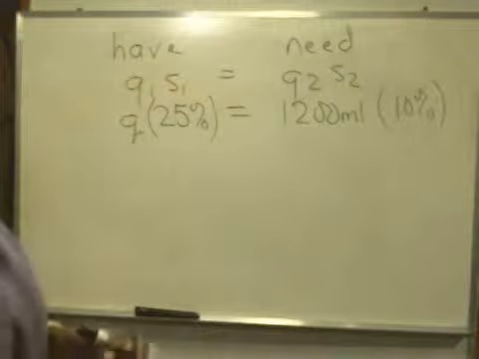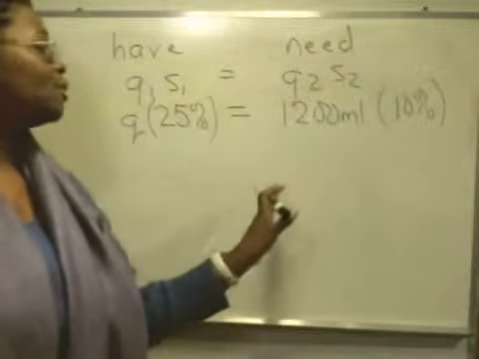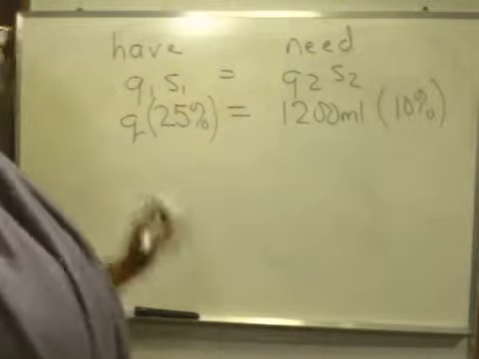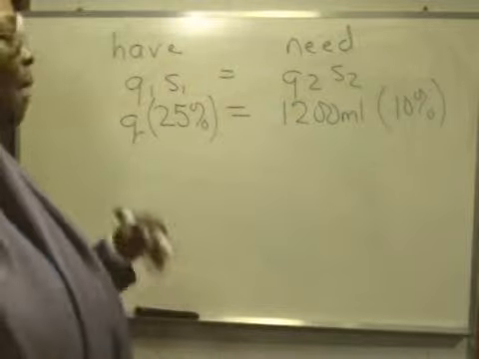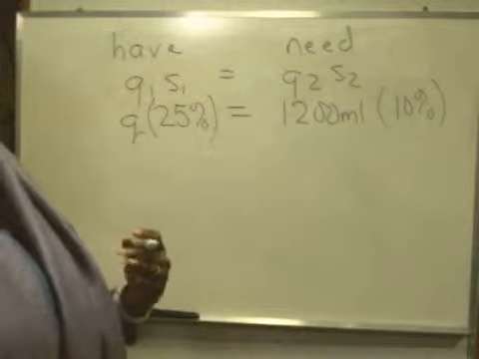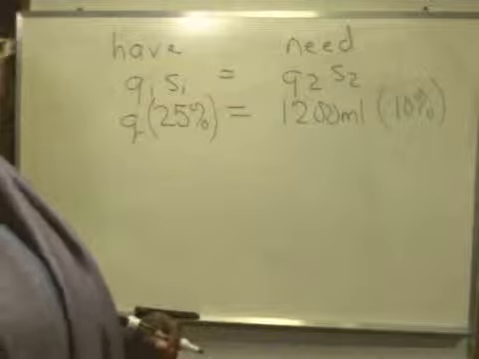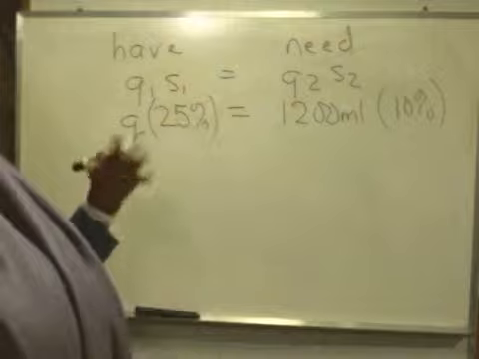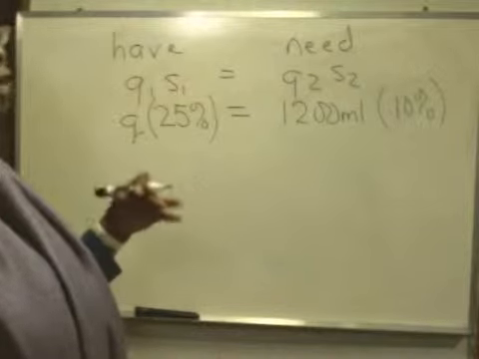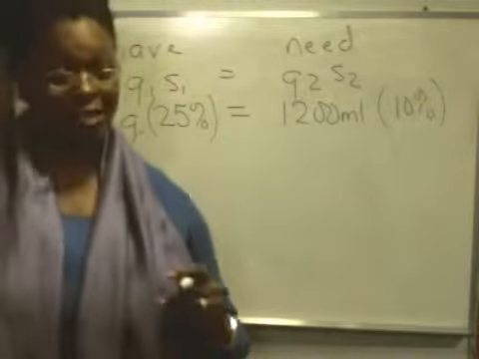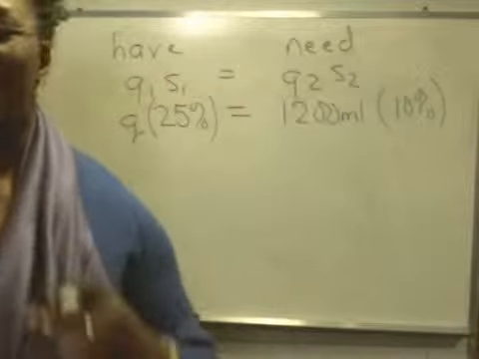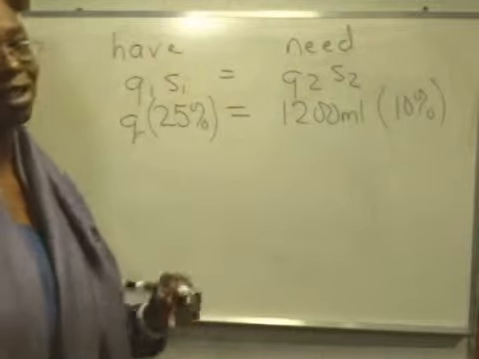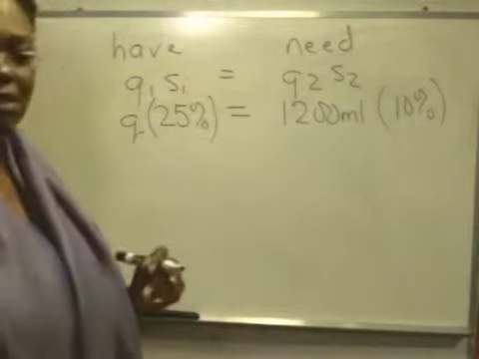Okay? So I have 25% Q equals 1200 milliliters times 10%. At this point, I have to get Q by itself. That's my whole objective. My whole reason for doing this problem is so I can find out what Q is. Now, because Q is multiplied by 25%, what I must do to get it by itself is divide it by 25%. Please note, I said divided by 25% and not by the number 25. It is multiplied by the entire quantity, 25%. So that's what I have to divide by.